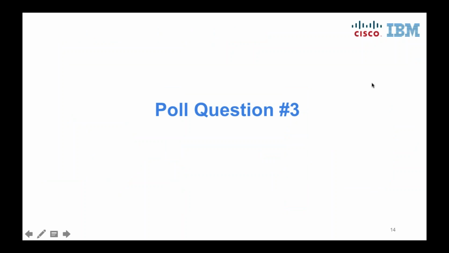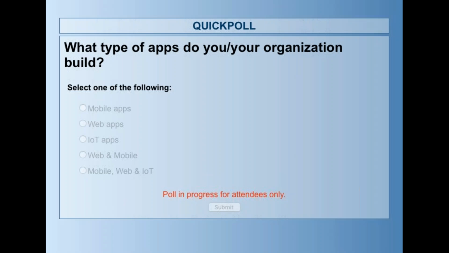Yep, and this is our last polling question of the day. And it's what type of apps do you or your organization build? And you can select just one of these if you can, but you'll see they're kind of multiple themselves. Mobile apps, web apps, IoT apps, maybe web and mobile apps, or maybe all 3. Again, we're kind of short on time, so if you can vote, this way we can share the results with our audience. We'll close things off here in 5, 4, 3, 2, 1.